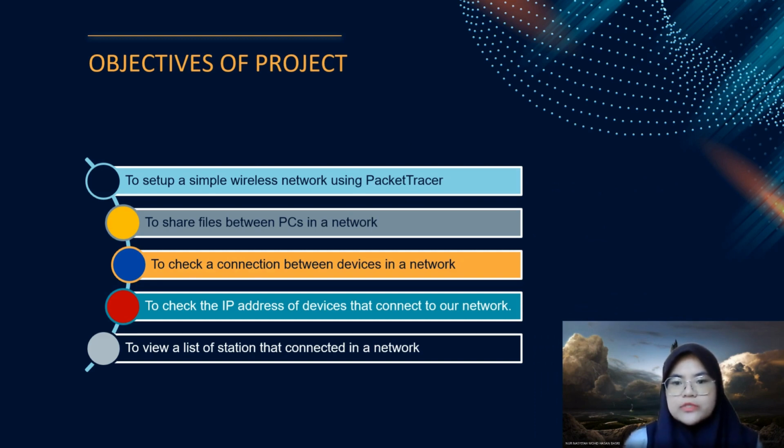First is to set up a simple wireless network using Packet Tracer. Second, to share files between PCs in a network. Third, to check a connection between devices in a network. Fourth, to check the IP address of devices that connect to our network. And last, to view a list of stations that are connected in a network.